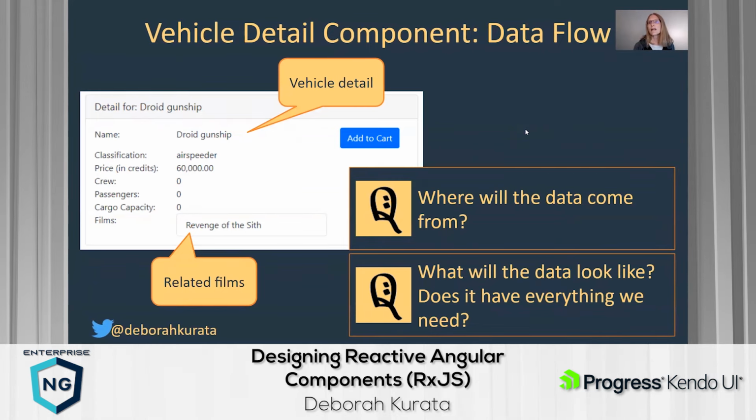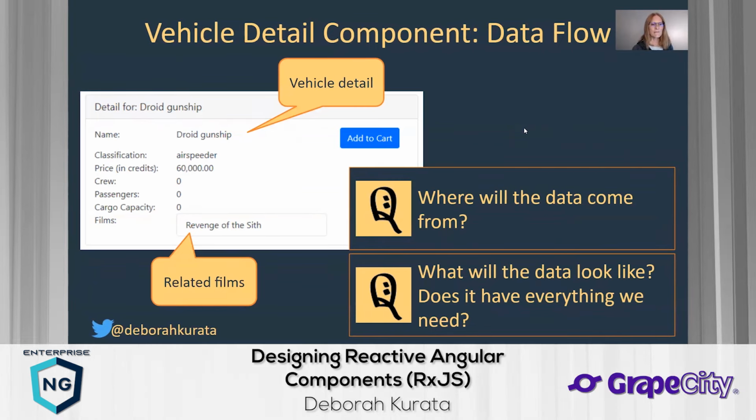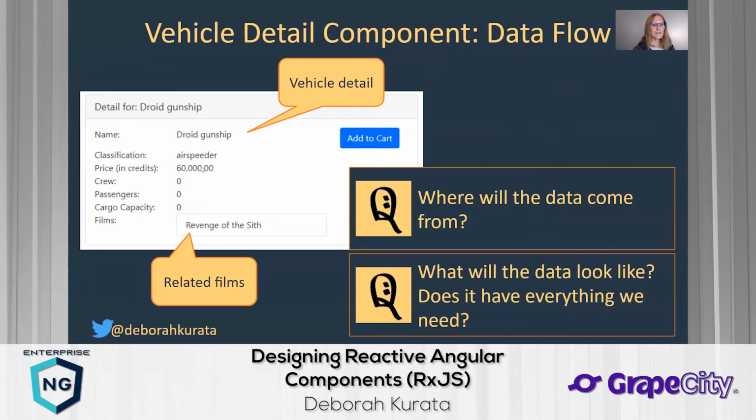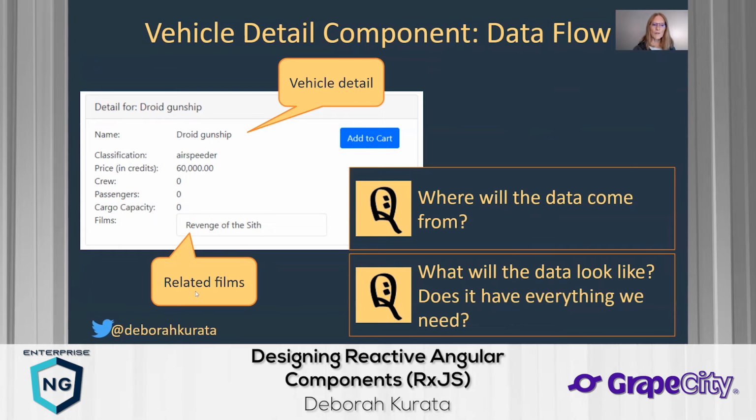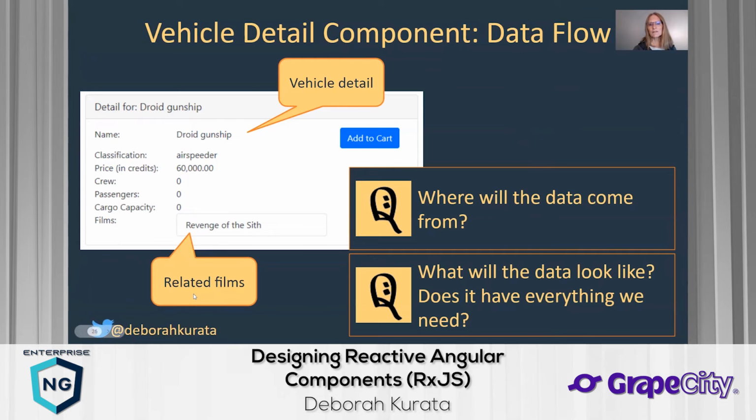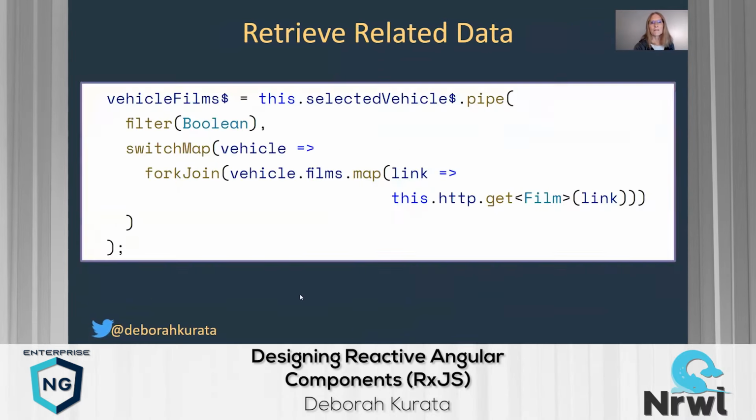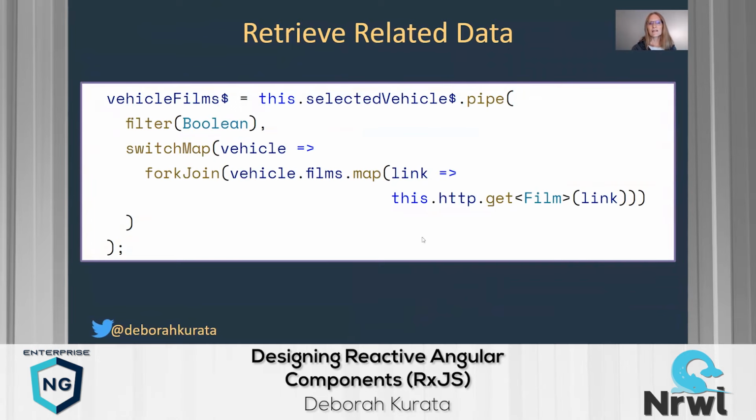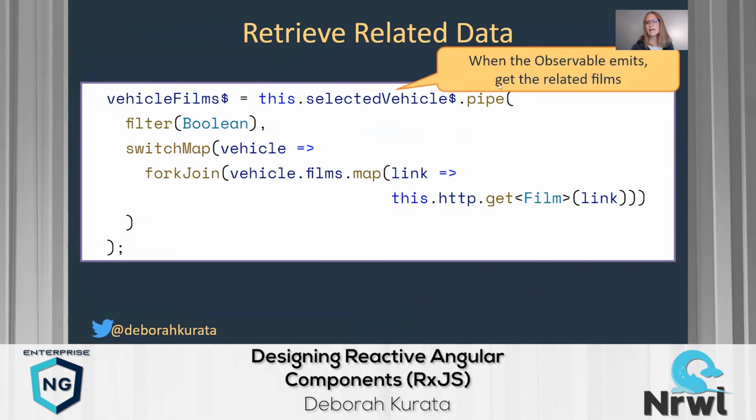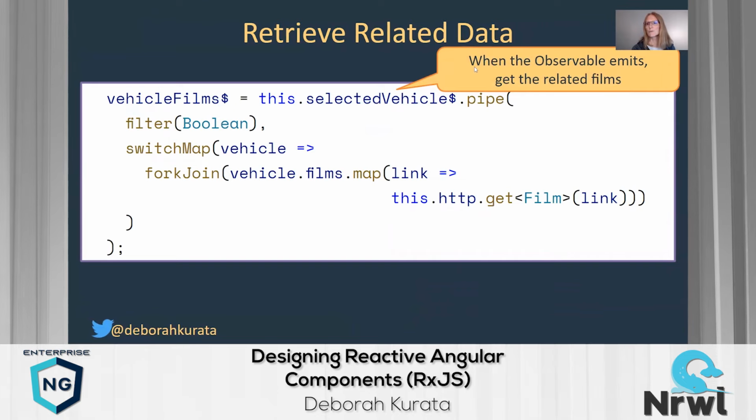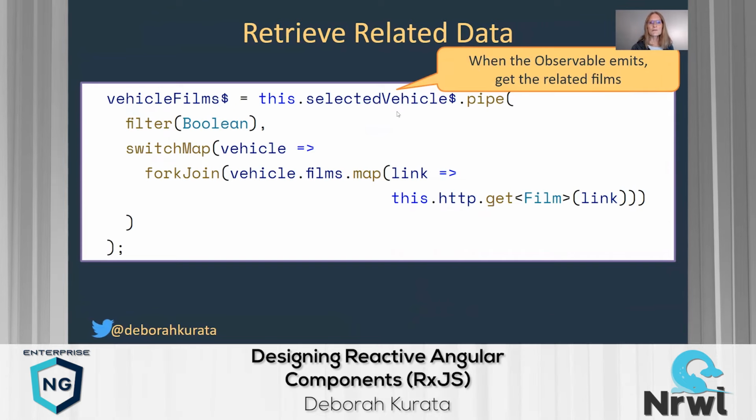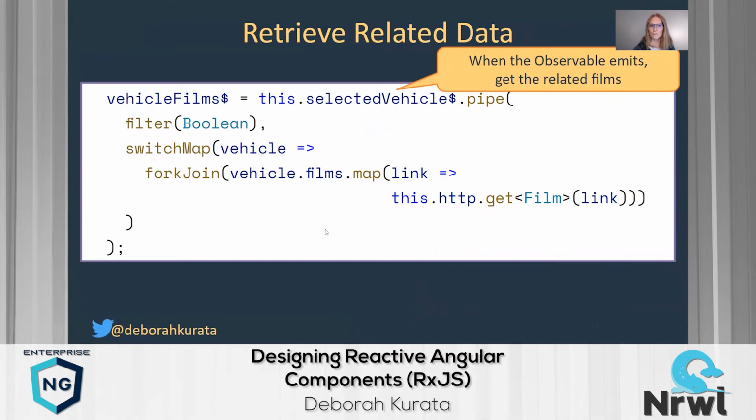The vehicle detail, we haven't talked about its data flow yet. So we need both the detail information from the vehicle, but we also want the list of related films. So how are we going to get that? To retrieve related data, we can again use the observable. When the observable emits, we're going to get the related films.